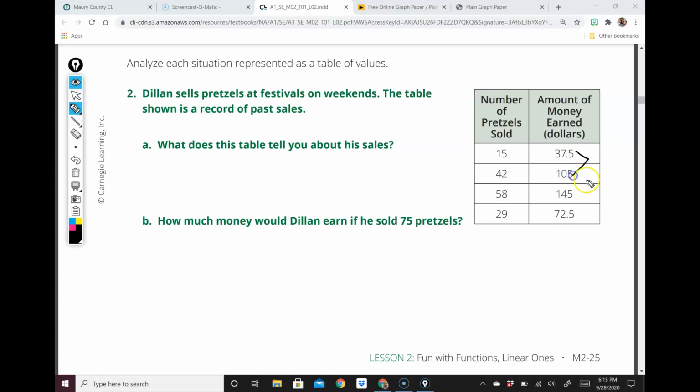If I do 105 minus 37.5, that's going to give me 67.5. And over here, 42 minus 15. So keep in mind, these are the difference of my y's, these are the difference of my x's. So 42 minus 15 gives us 27. So 67.5 divided by 27 gives me 2.5.